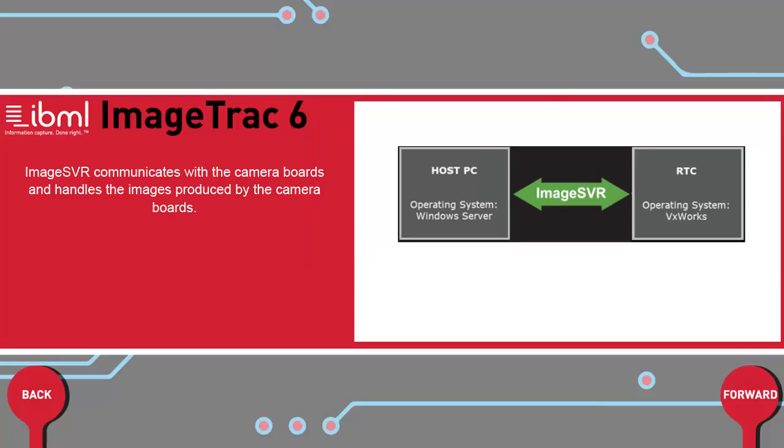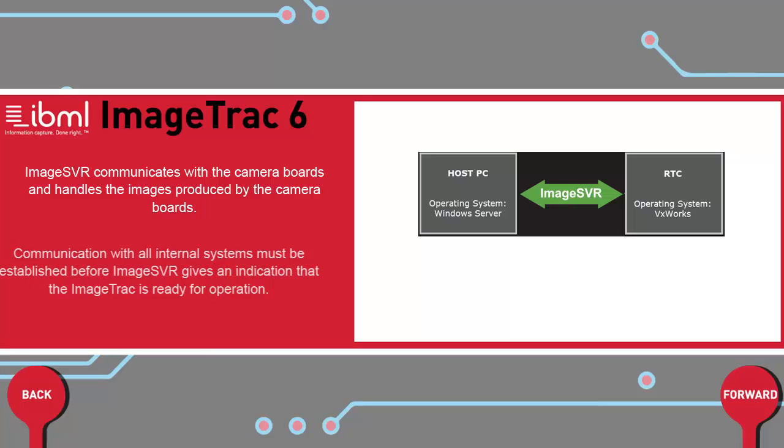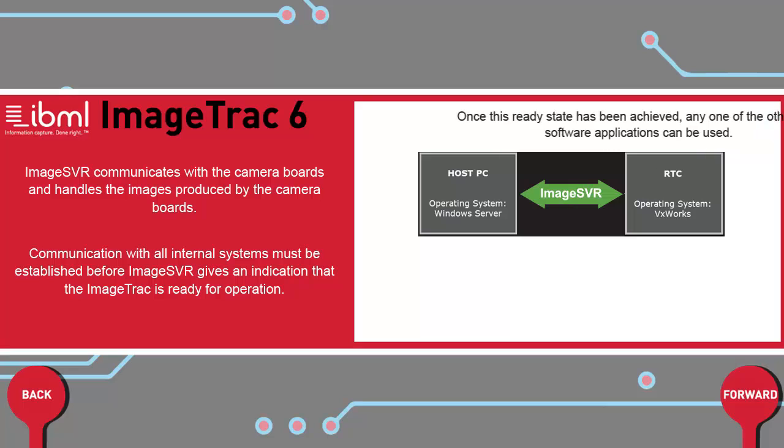Image Server communicates with the camera boards and handles the images produced by the camera boards. Communication with all internal systems must be established before Image Server gives an indication that the ImageTrac is ready for operation. Once this ready state has been achieved, any one of the other IBML software applications can be used.